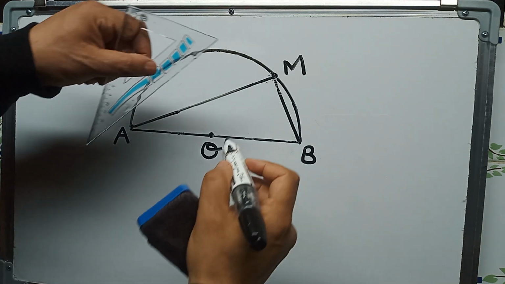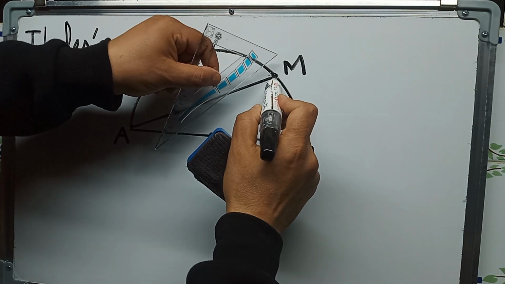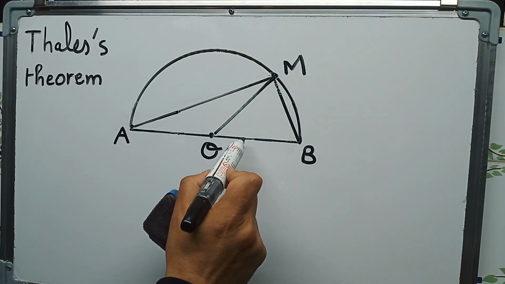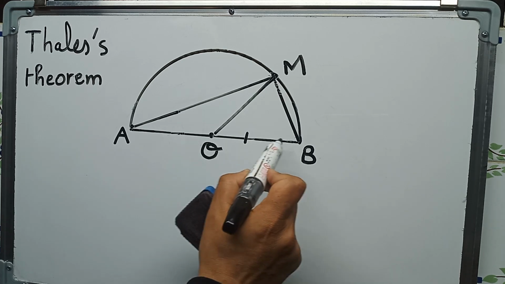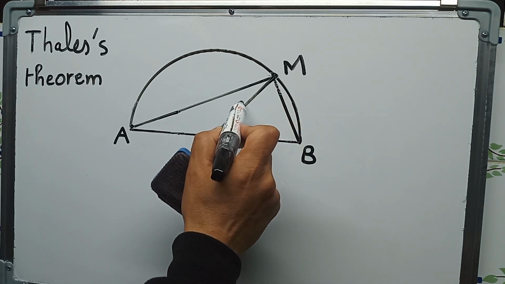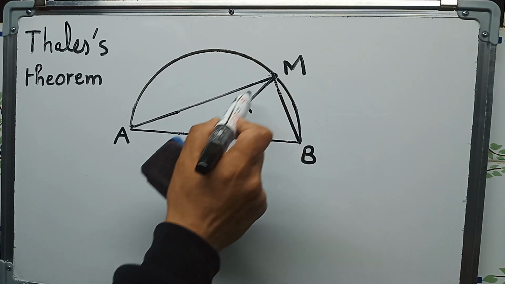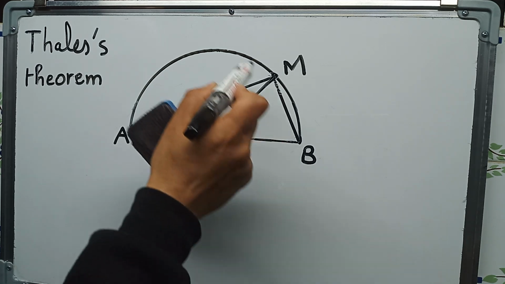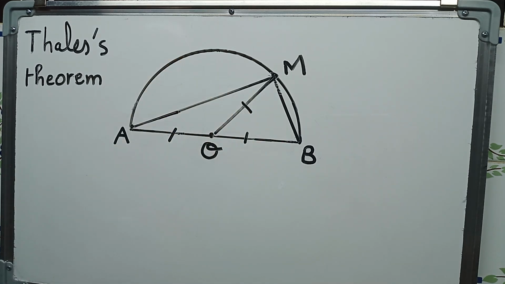The first thing is we will draw this line from M to O. And here we have this distance OB is equal to this distance OM is equal to this distance OA, since it's a circle. Now let's prove that this angle is right.